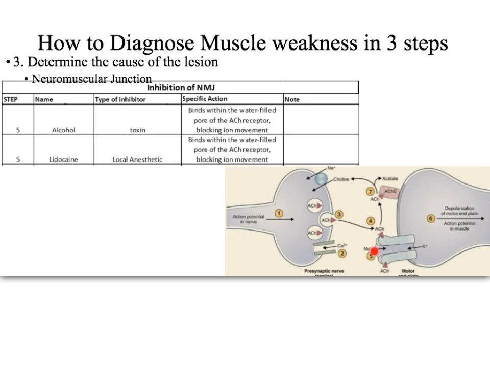Step 5 is the actual movement of the ions through the channel. Now, alcohol and lidocaine both have the ability to bind within the pore of these sodium-potassium ligand-gated ion channels. And so what they do is just bind in there and block it.